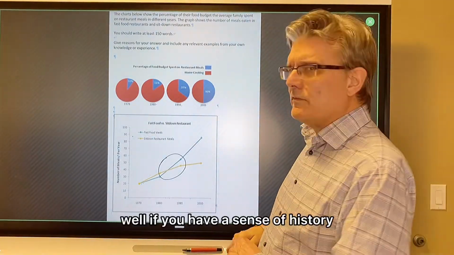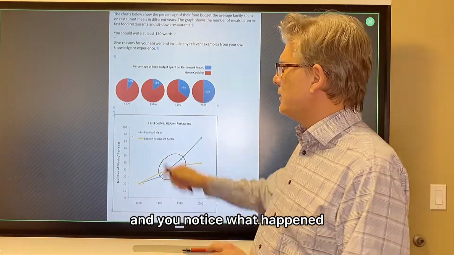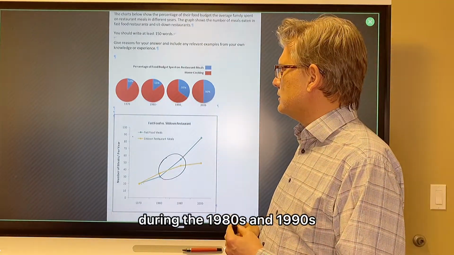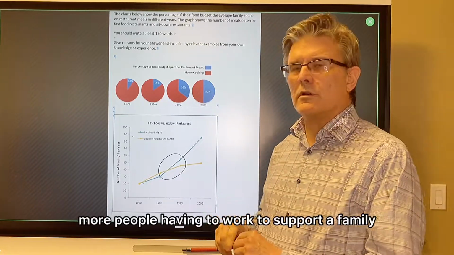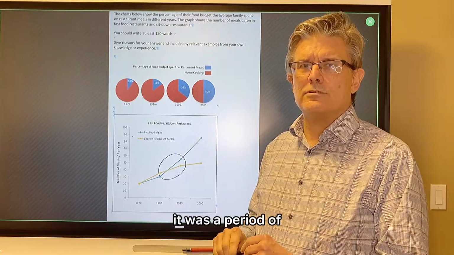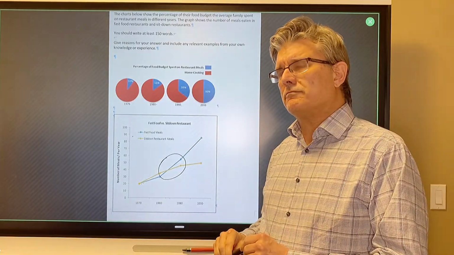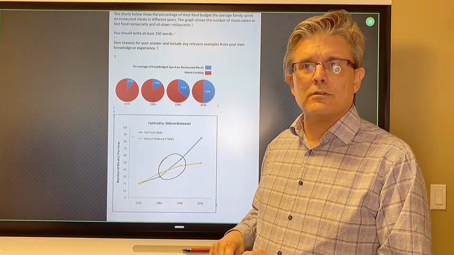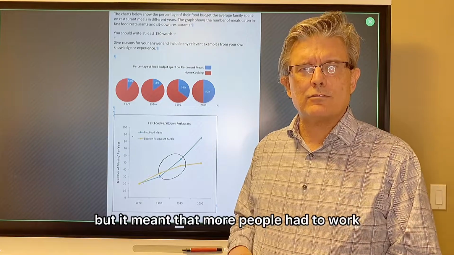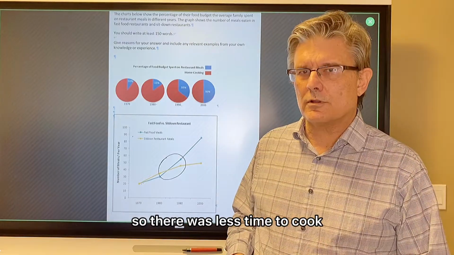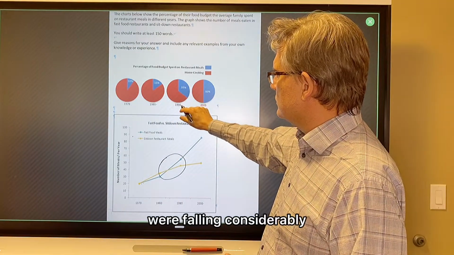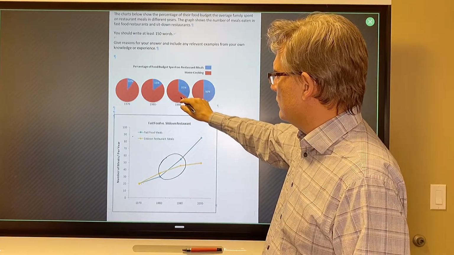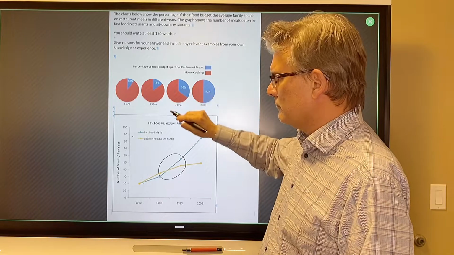Well, if you have a sense of history, and you notice what happened during the 1980s and 1990s, you know that there were probably more people having to work to support a family. It was a period of conspicuous consumption, but it meant that more people had to work, so there was less time to cook. So that's why home-cooked meals were falling considerably. It was still a majority, but it was falling fast.